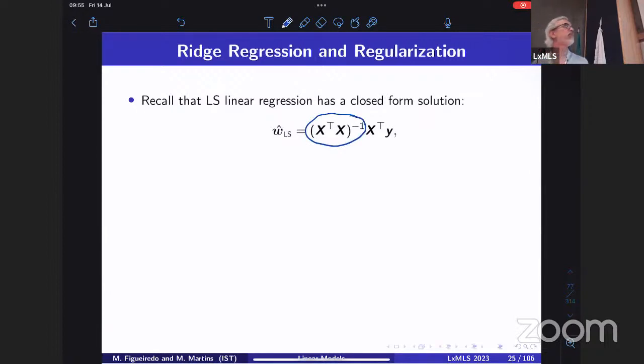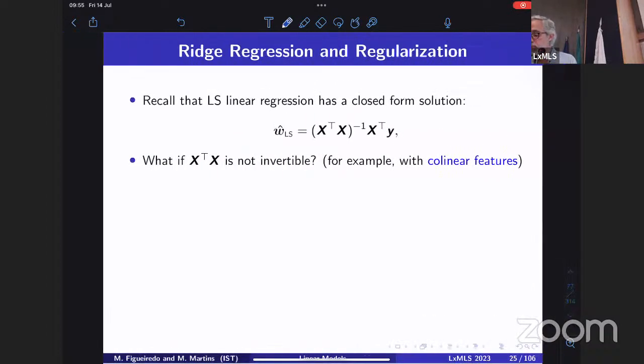I'm sure you all know what inverting a matrix means. So you need to build the matrix and then compute its inverse. But what happens if this matrix is not invertible? Well, you cannot solve the problem because you cannot invert this matrix. And when is it that a problem is such that this matrix cannot be inverted?